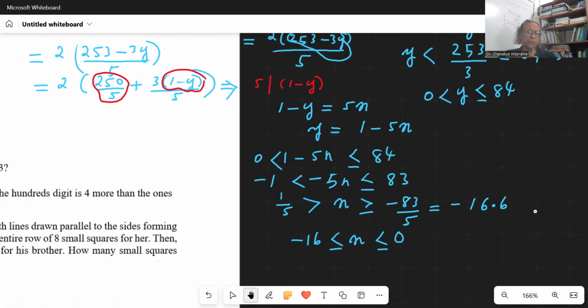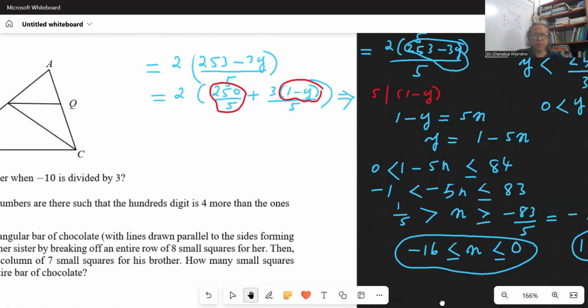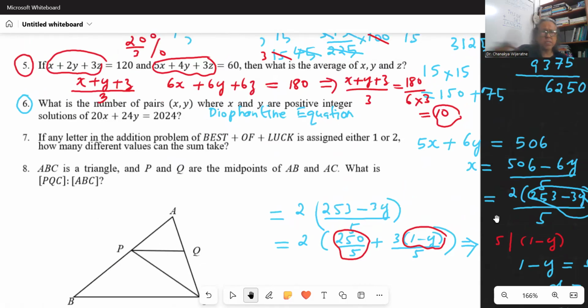Because it is 105. See, n is less than 105, right? So n is an integer. So how many integer values are here? From 0 to negative 16, to the left of the number line. So there are 17 values. For each one of those values, there is a solution, right? So that means we have found the number of solutions, and that is 17. So the answer is 17, right?